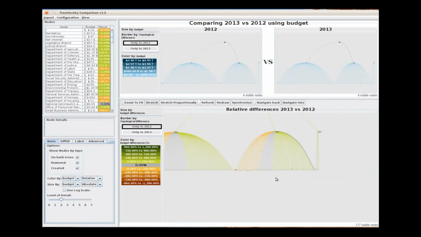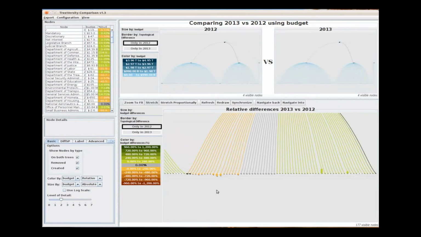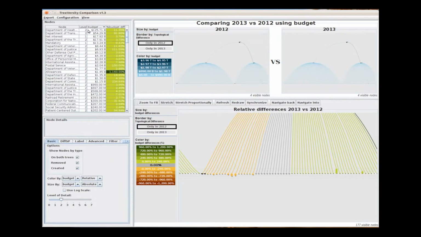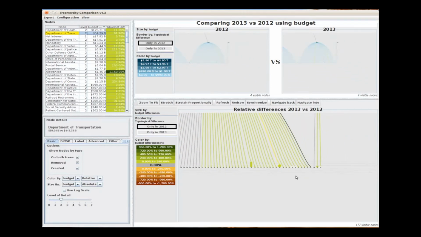Now, if we look at the details of those agencies, we can see some interesting outliers, like the Department of Health, that has a significant increase in the mandatory branch, or the Department of Transportation. We can also sort the different amounts of change in the tabular representation and navigate the views by clicking on each one of those elements.